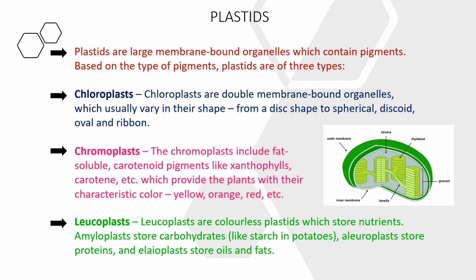Different grana are connected by flat membranous tubules which are known as stromal lamellae. So granum is singular, grana is plural. Different grana are connected, you can see some lines, by those tubules known as stromal lamellae. The stroma of the chloroplast contains DNA, ribosomes and enzymes, which are needed for the synthesis of carbohydrates and proteins.